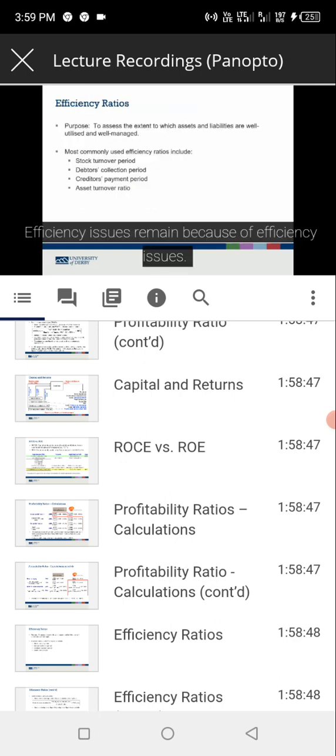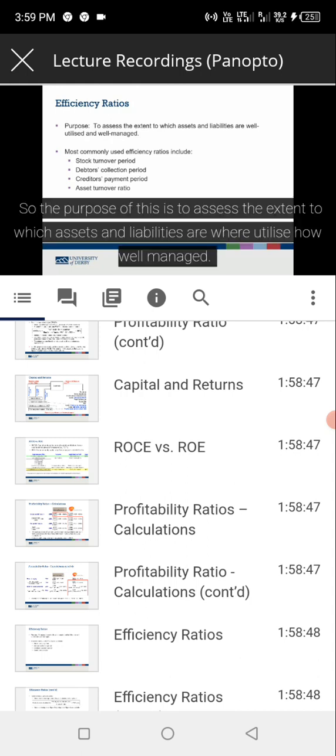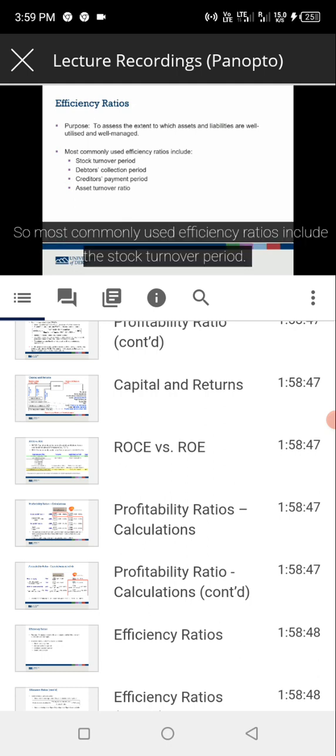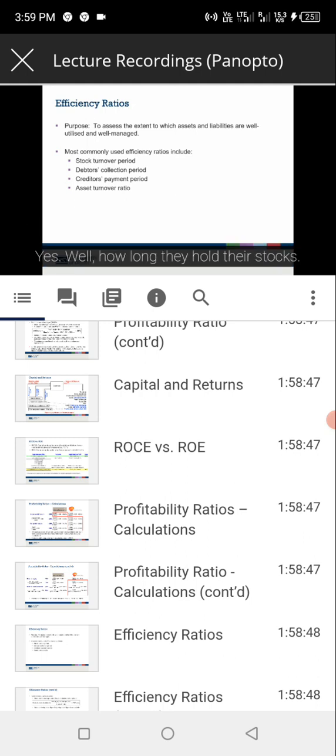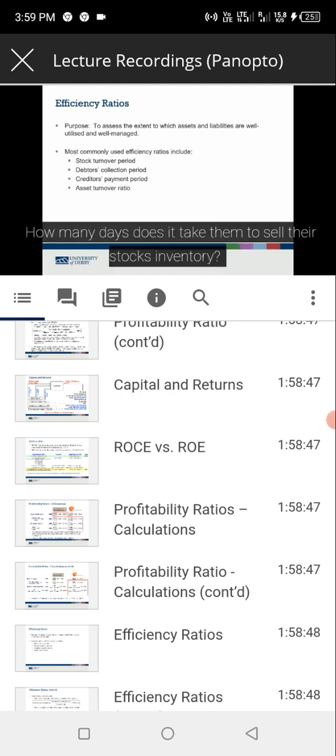Efficiency ratios. Remember, in the case of efficiency ratios, we said the purpose is to assess the extent to which assets and liabilities are well utilized and well managed. The most commonly used efficiency ratios include the stock turnover period. You are simply measuring how long it takes the company to sell its inventories. For how long do they hold their stocks? How many days does it take them to sell their stocks, their inventories? That's what we are doing here.